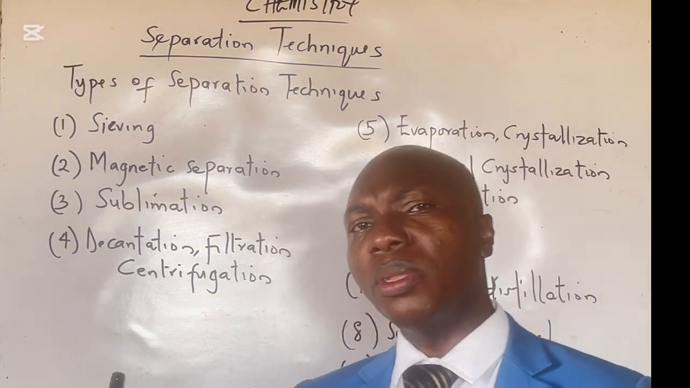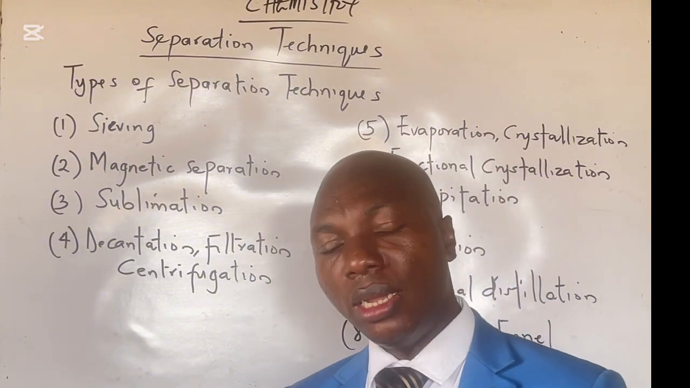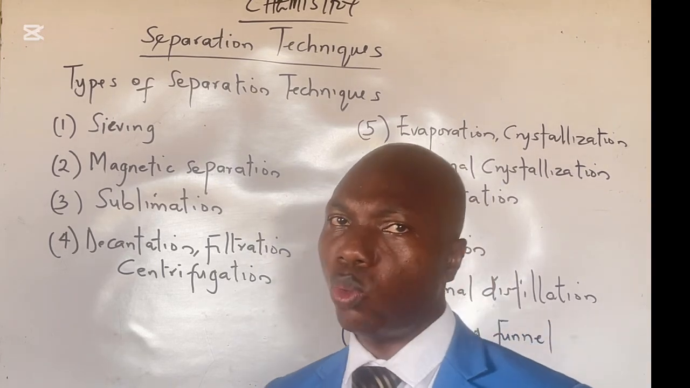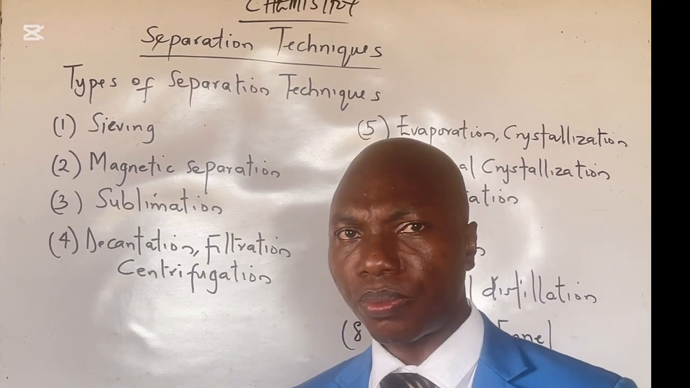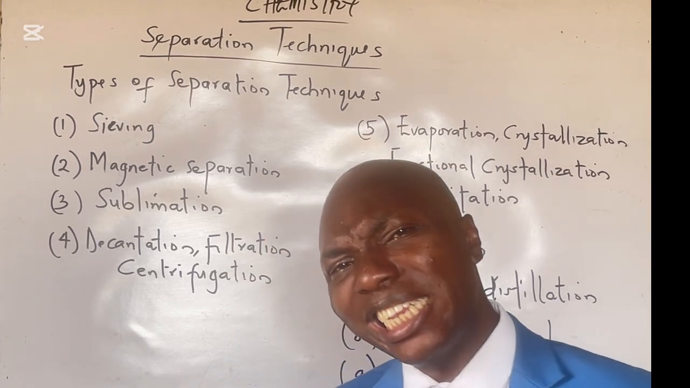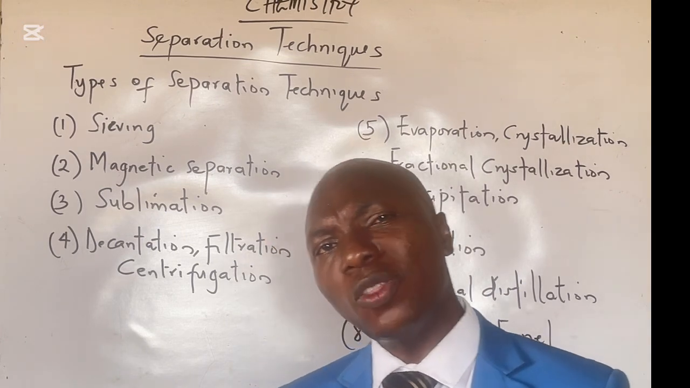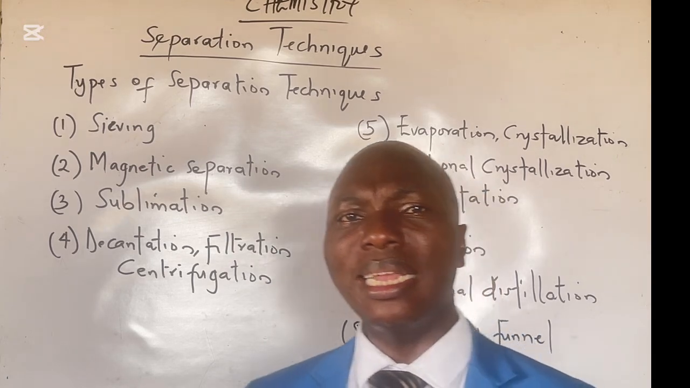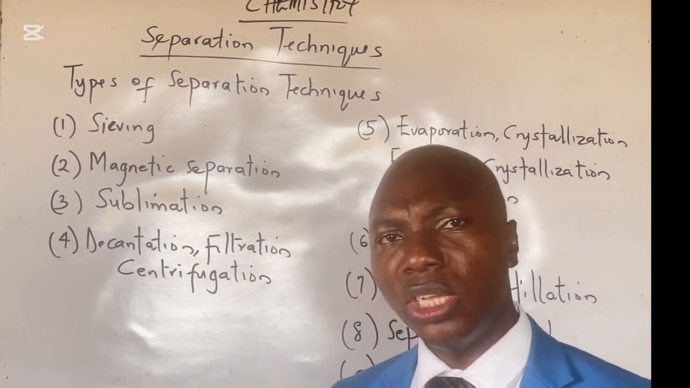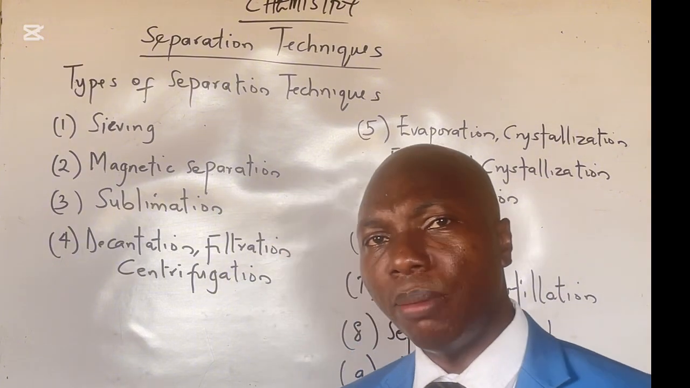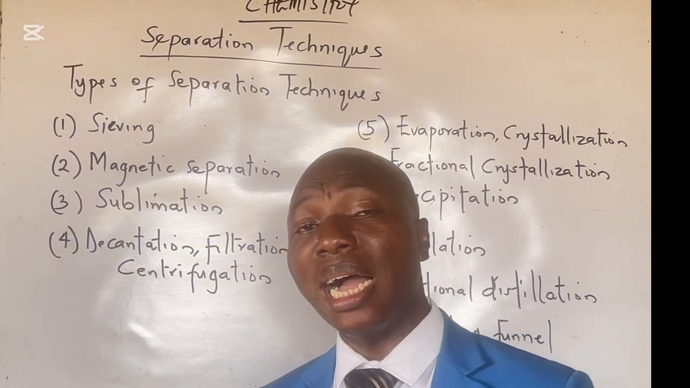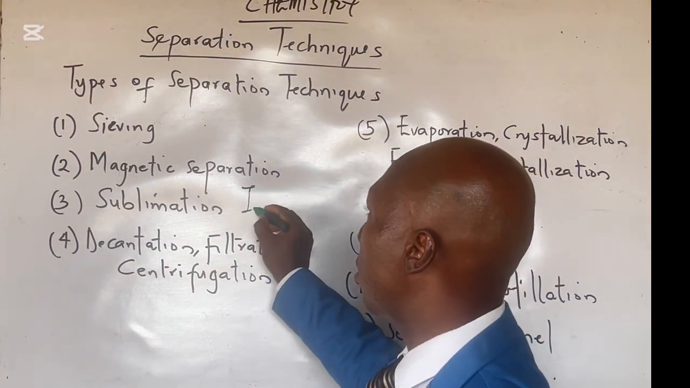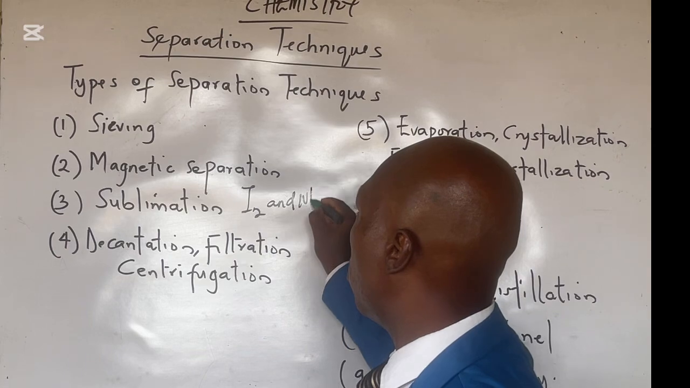We have change of state. We have the solid, liquid, and gas. There are substances that change from solid to liquid. We call that melting. But we have substances that can change directly from solid to gas without passing through the liquid phase. Such substances like iodine and ammonium chloride fall into this category. And how do you separate them? Substances that can sublime easily on heating are iodine and ammonium chloride.